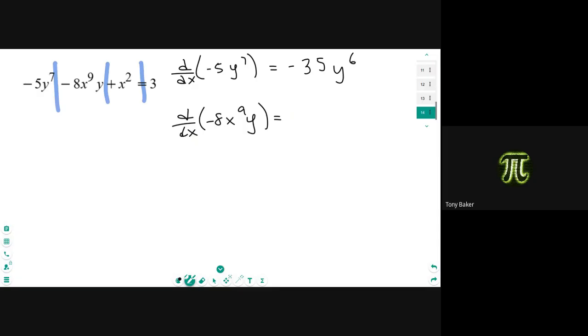All right. What about this one? This is a what? A product. So I got to do this as a product. So negative 8x to the 9th goes to negative 72x to the 8th. And y goes to y prime.